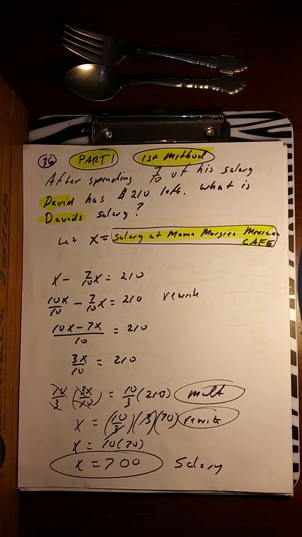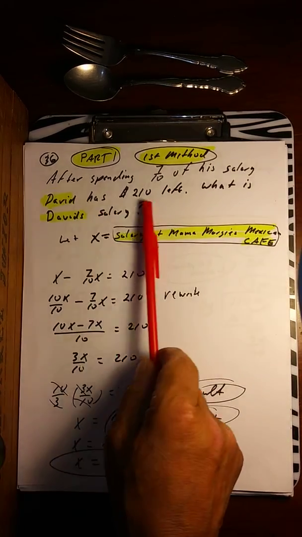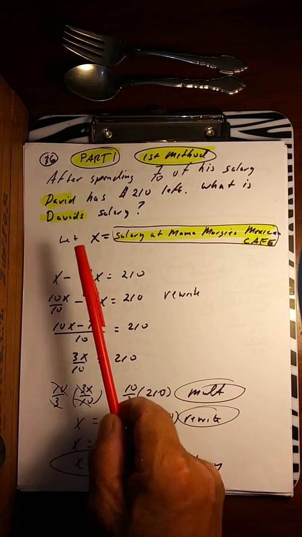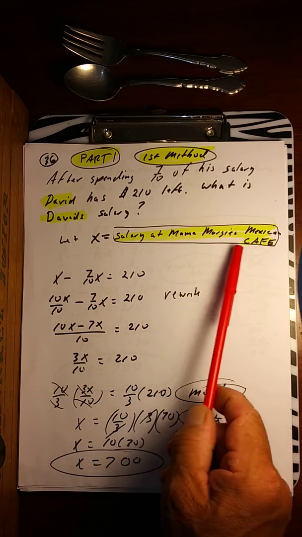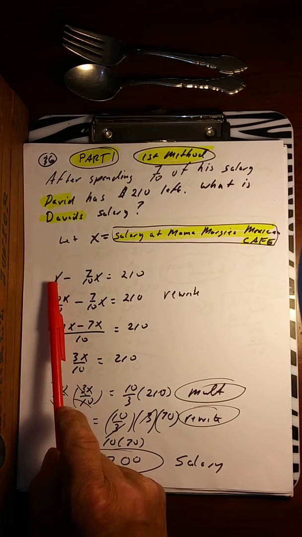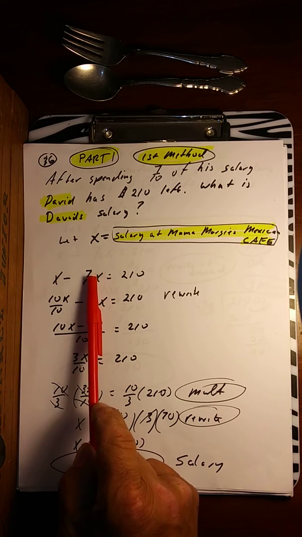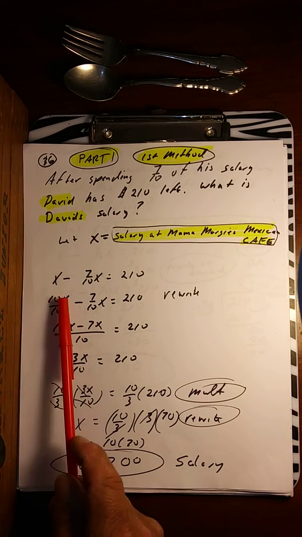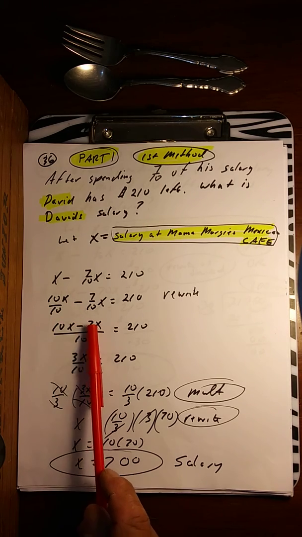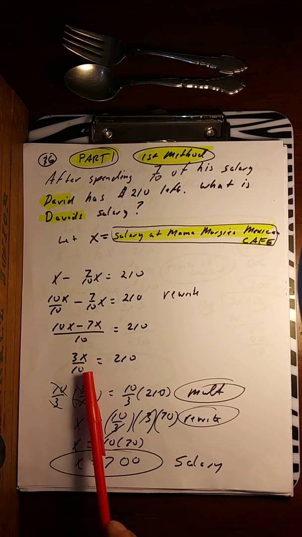Part 1, first method. After spending 7/10 of his salary, David has 210 left over. What is David's salary? Well, x is the salary of David at Mama Margie's Mexican Cafe. So he started with this much money. Take away 7/10 of the money, and he has this much left. So 10 over 10, rewrite it, minus this. So it's going to be 10x minus 7x over 10. That's going to be 3x over 10 equals 210.